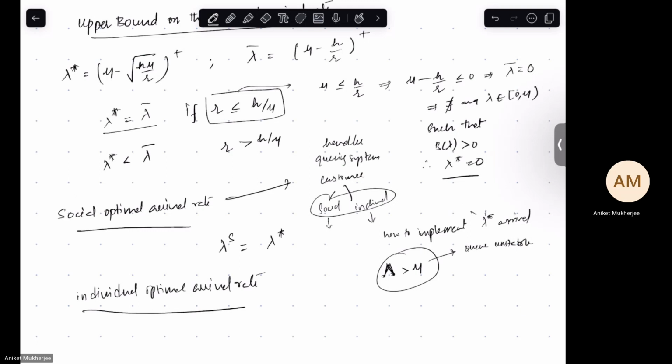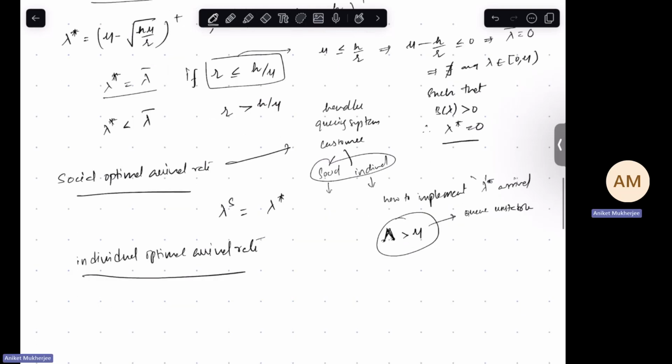The queue would become unstable. So what you do is, when a customer comes, you either allow the customer into the queue with probability A, or you reject with probability 1 minus A. If the individual customer is the decision maker, then either the customer agrees to go into the queue with probability A, or does not want to go into the queue with probability 1 minus A.